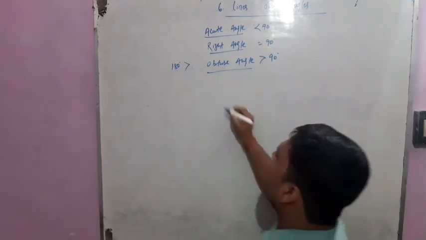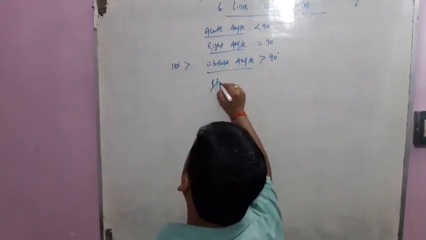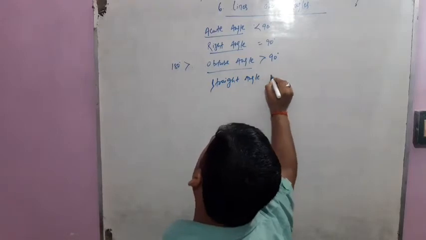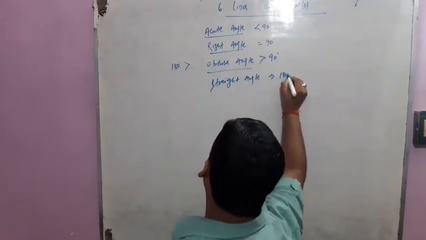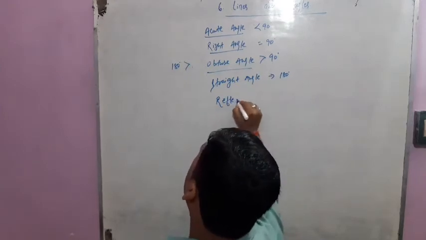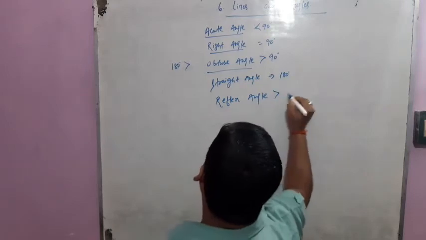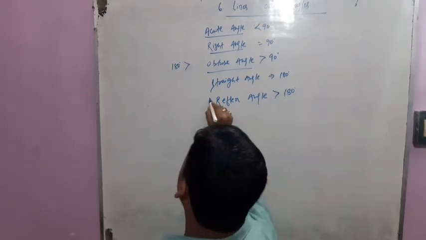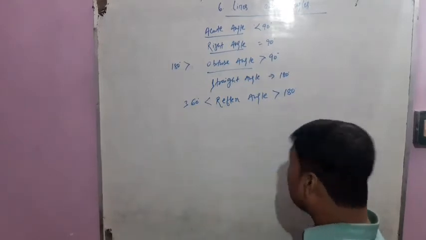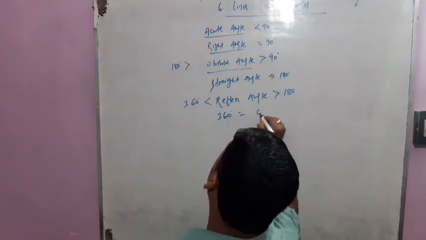Then next, straight angle. What is a straight angle? An angle that is exactly 180 degrees is known as a straight angle. Then reflex angle, such angles which are greater than 180 but less than 360 are known as reflex angles. An angle that is exactly 360 degrees is known as a complete angle.